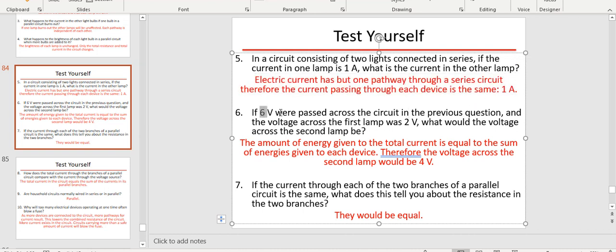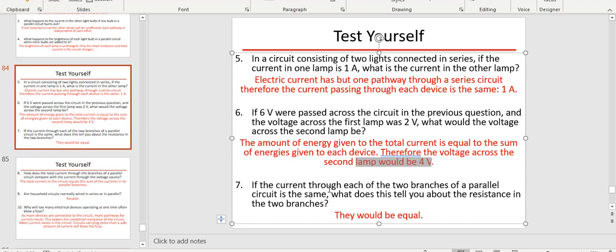If 6 volts were passed across the circuit in the previous question, so series, and the voltage across the first lamp was 2 volts, what would be the voltage across the second lamp? Well, you can kind of see where this is going. 6 minus 2. The amount of energy given to the total current is equal to the sum of energies given to each device. Therefore, the voltage across the second lamp must be 4 volts.